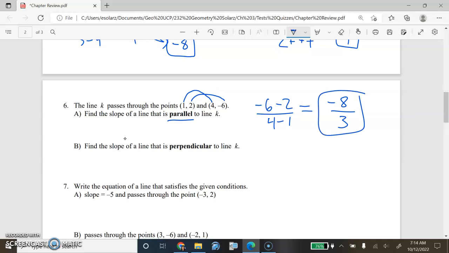And then perpendicular slope, remember, you're just going to take the opposite reciprocal. So opposite means opposite sign. So we're going to make it positive, and then we're going to flip the fraction. We're going to turn it into 3/8.